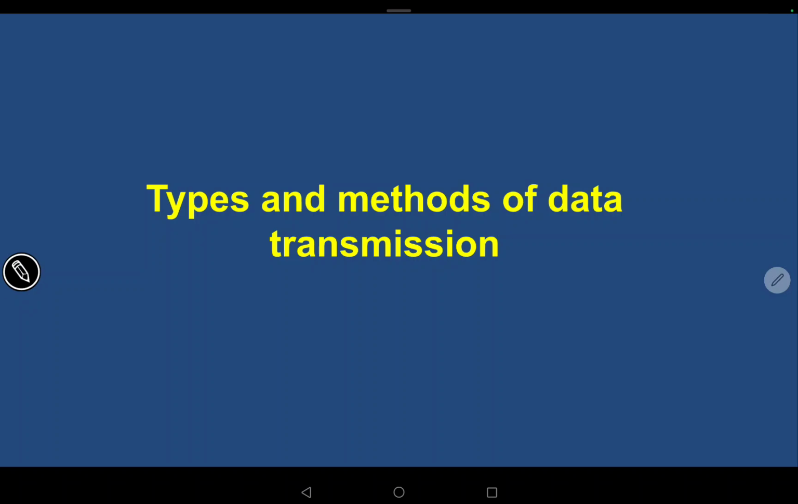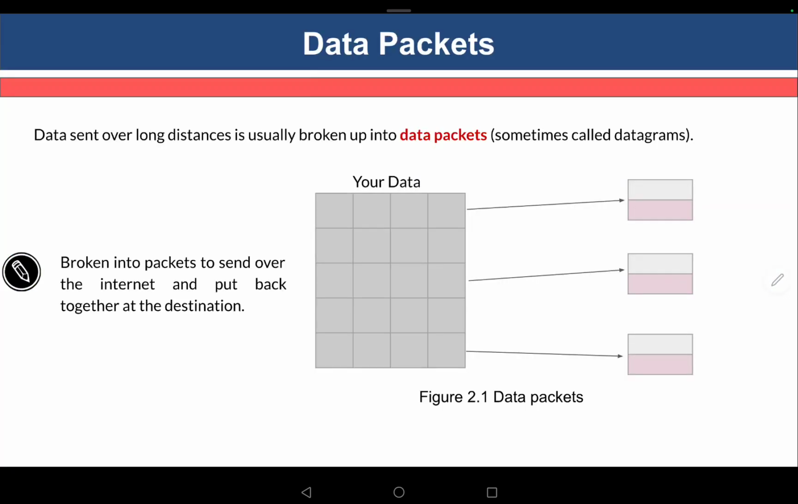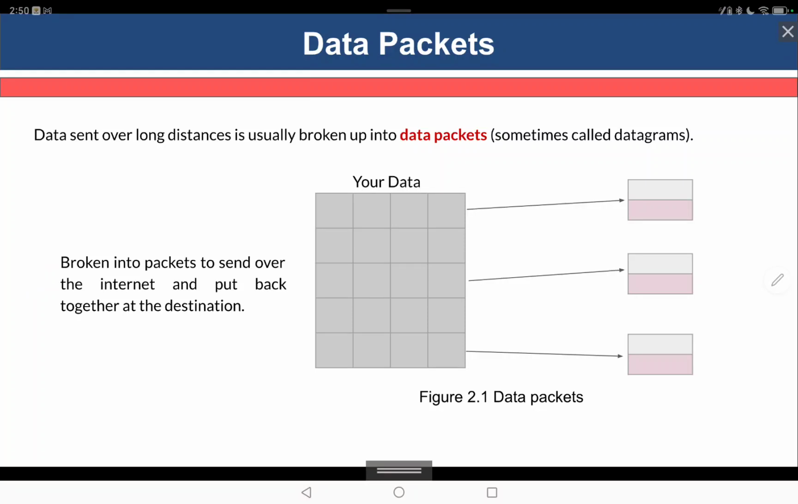In this video, we are going to look at the topic types and methods of data transmission. First, let's look at the meaning of data packet. Now, when you send data over the internet, let's say an email or a file, that data doesn't travel all at once. The data is broken down into small units called data packets, or sometimes called datagrams.